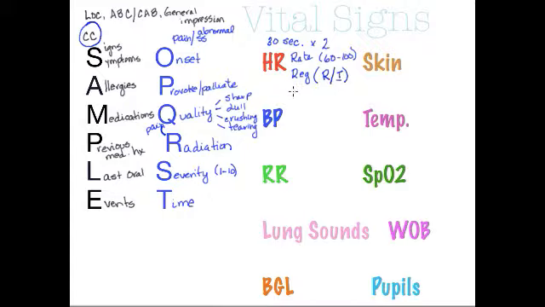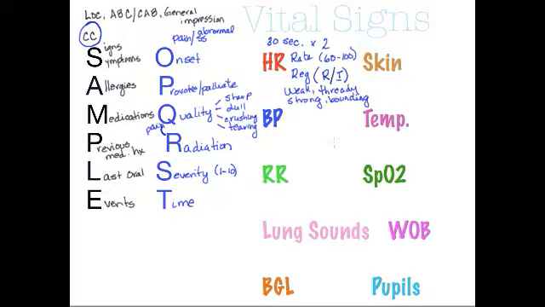And then we'll talk about the strength or weakness. Is it weak? Thready is another word we use to describe that. Strong, or bounding, which is an overly strong pulse. A person with a bounding pulse often will have rising intracranial pressure from a head injury, and often you'll see hypertension that goes with that.